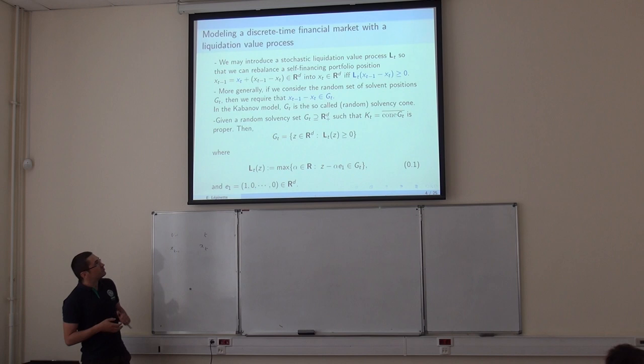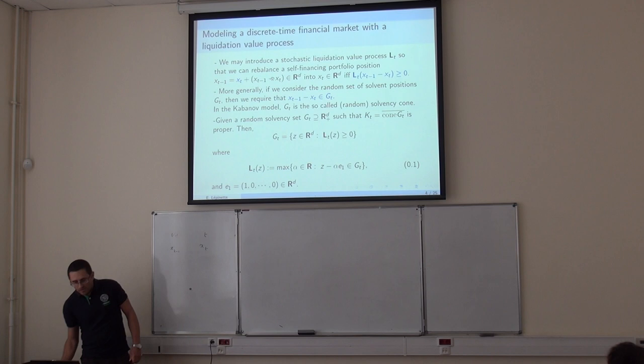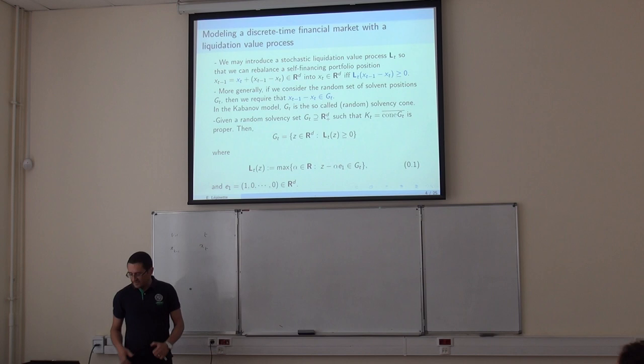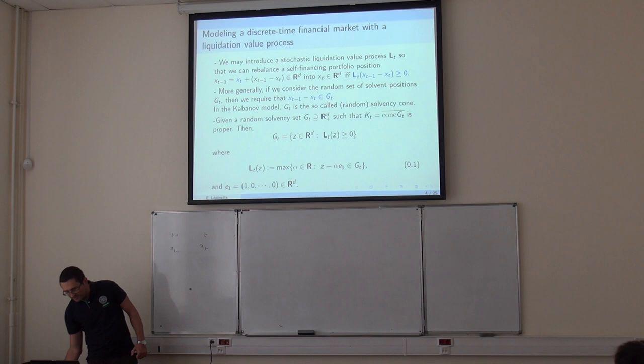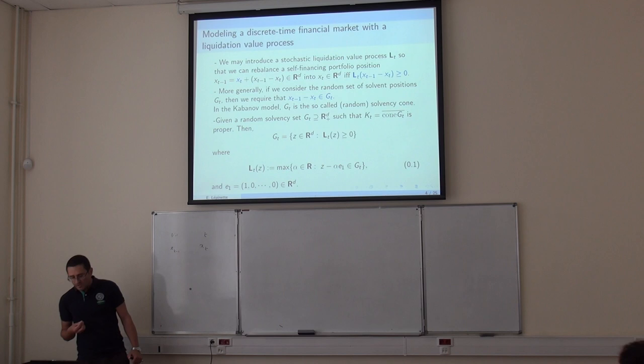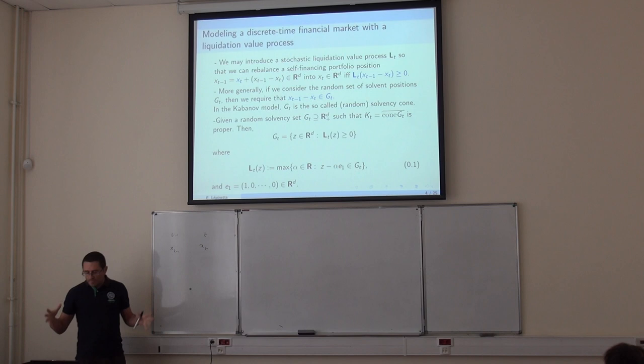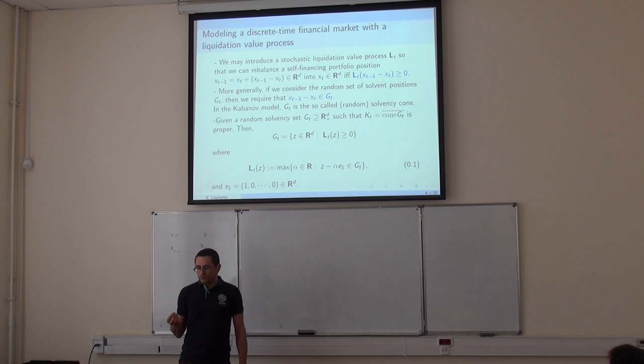This is why, to construct our model, we may introduce a stochastic liquidation value process L_t, depending on time, so that we can rebalance a self-financing portfolio position x_{t-1} into x_t if and only if the liquidation value of the remaining part is positive. But more generally, you may also consider a random set, which you interpret as the set of all solvent positions G_t, so that you require that this remaining part belongs to G_t.